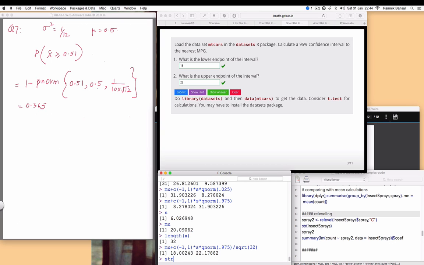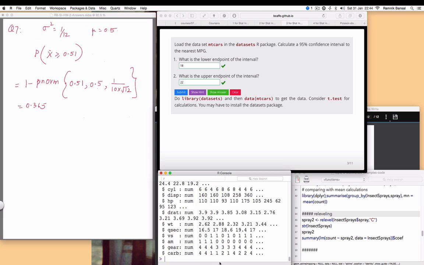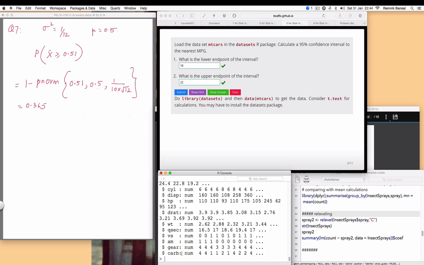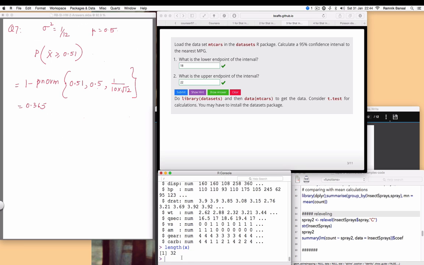If I say str of empty cars, right? So it has 32 observations, all right? Or simply saying, if I say length of x, it has 32 observations. So what he's saying is, okay, fine. So what is empty cars? Basically, that's just a sample, right? It's a sample from the population.